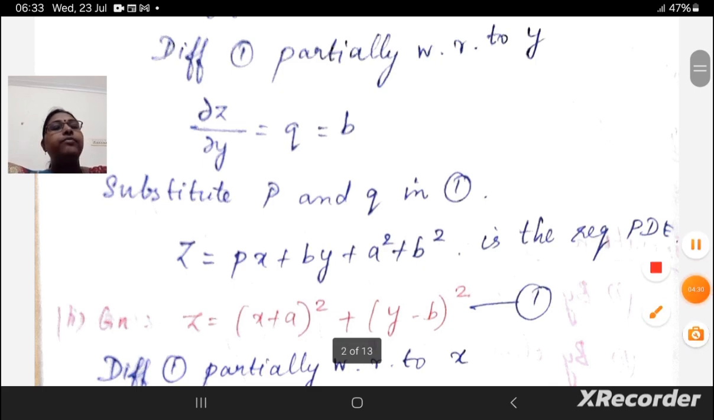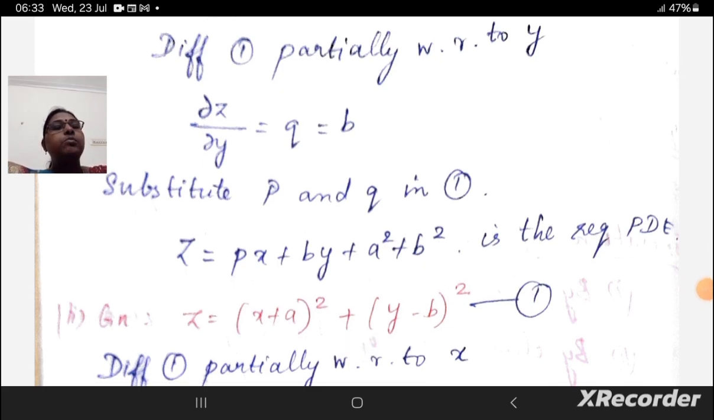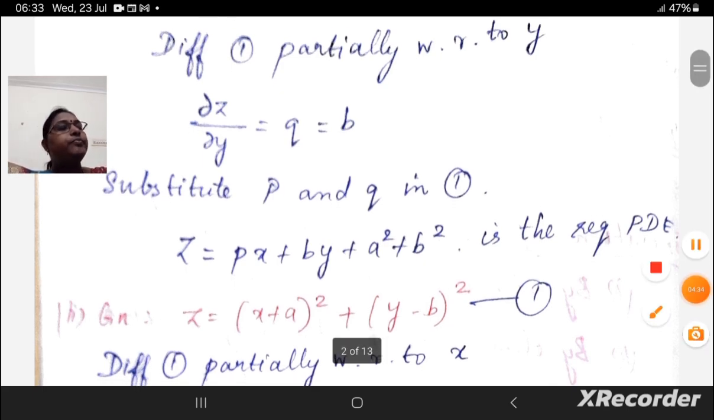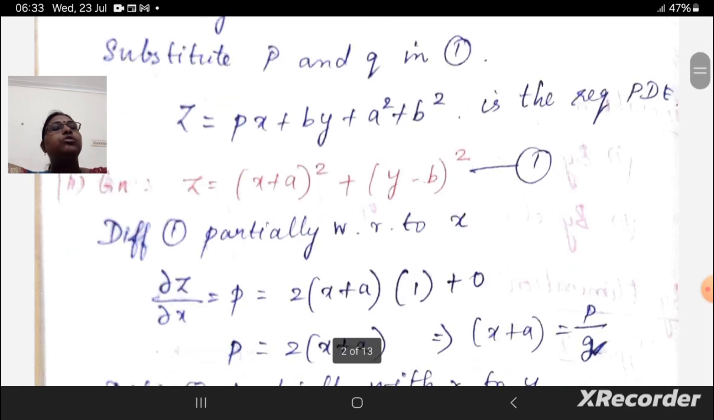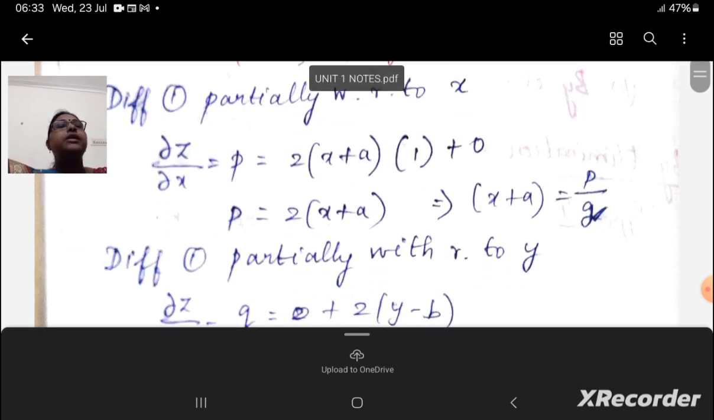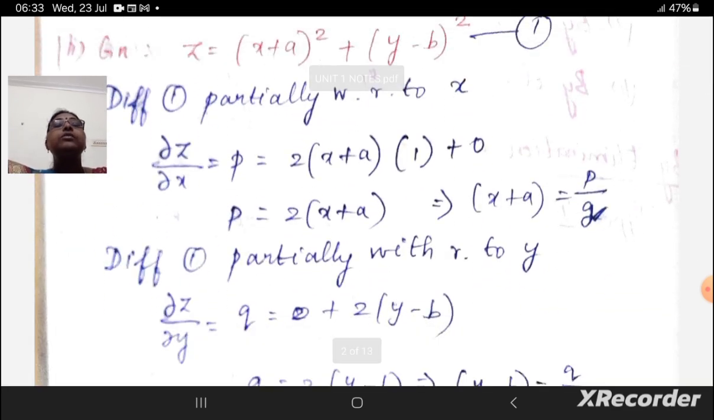So here I write z = px + qy + p² + q². That's all. This is the required partial differential equation we got. This way we can get the partial differential equation. Let us see some more examples.